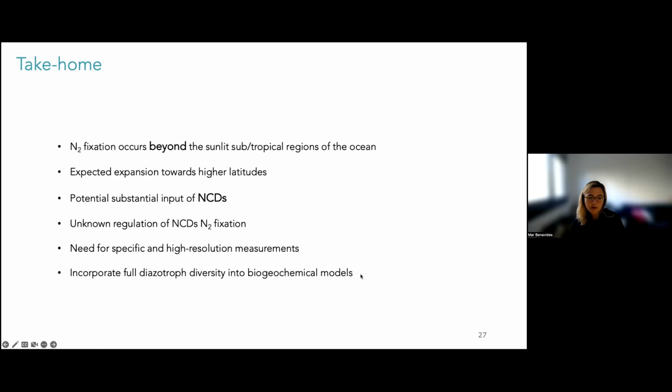But I think before we can get to incorporating this diversity into the models, we need to understand what is happening at the cell level before we can extrapolate it into something larger.